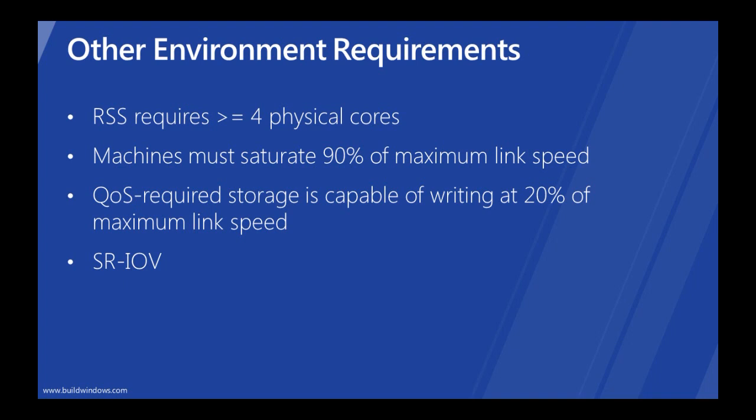Furthermore, the QoS tests require storage that's capable of writing at 20% of the maximum link speed. This means if you have a 10 gigabit network adapter, the storage that's network based must be able to be written to at 2 gigabits per second, or 250 megabytes per second. We need to do this so we can adequately detect failures in the minimum bandwidth algorithms. And finally, for SR-IOV, it should go without saying, but SR-IOV devices are required to be run on SR-IOV machines, which means you need to work with OEMs to ensure that the latest PCI spec is being honored and they have the latest firmware to enable I/O virtualization.